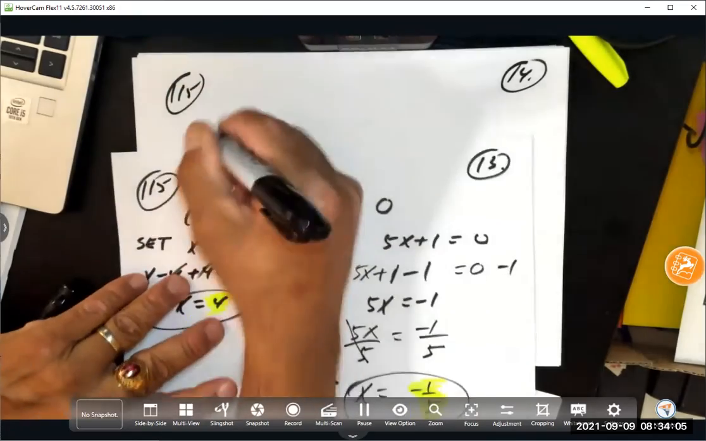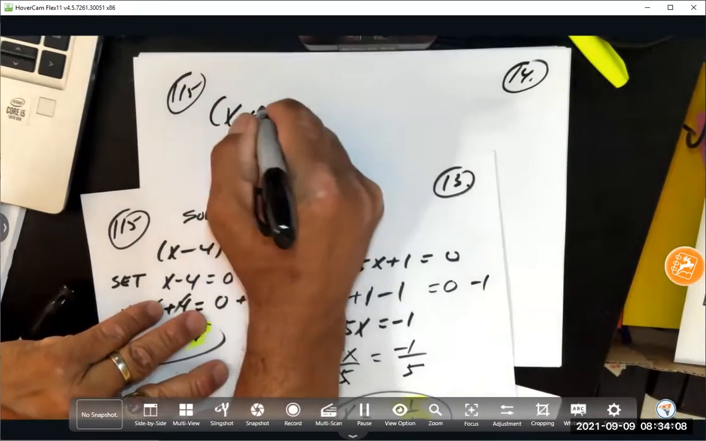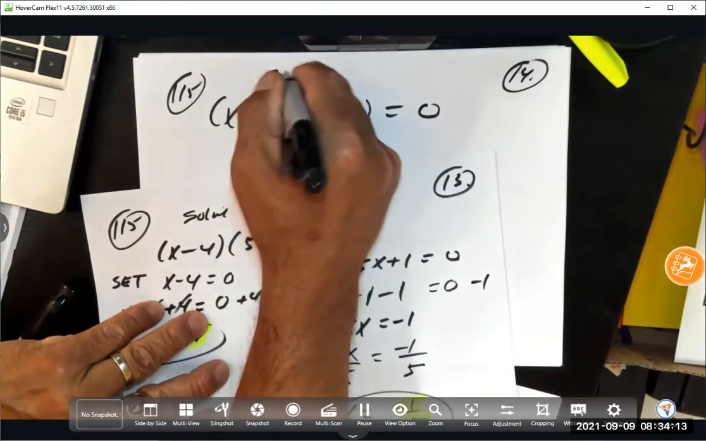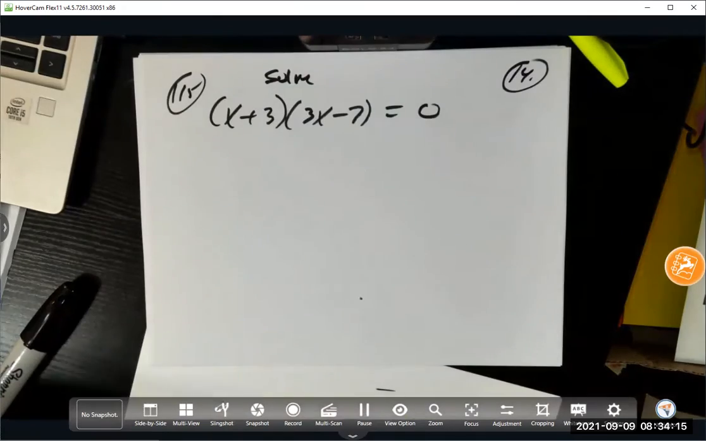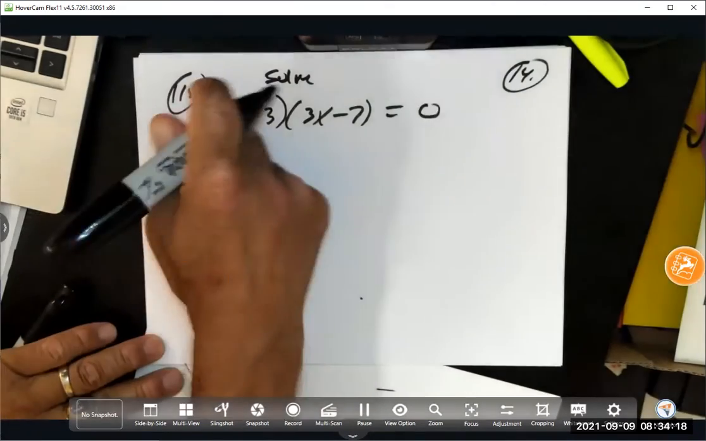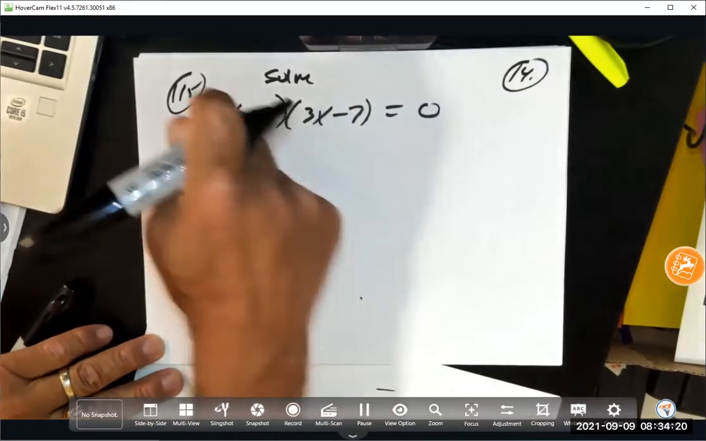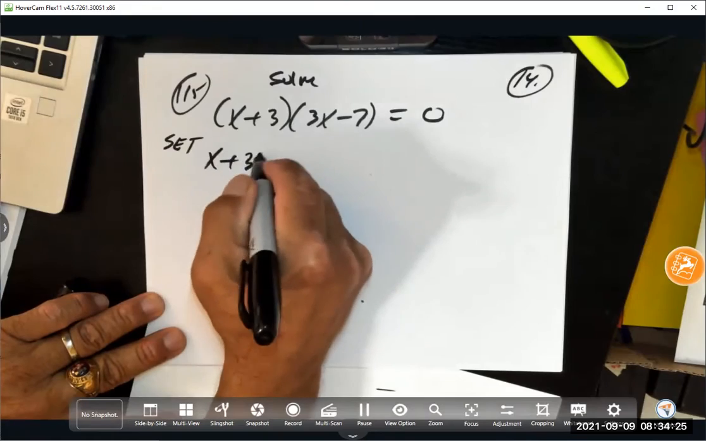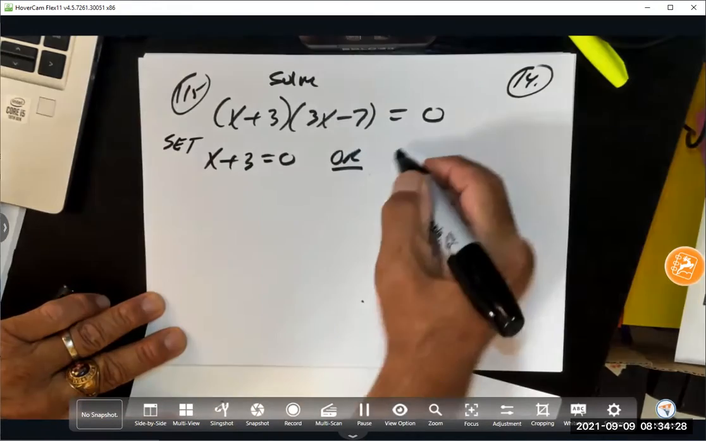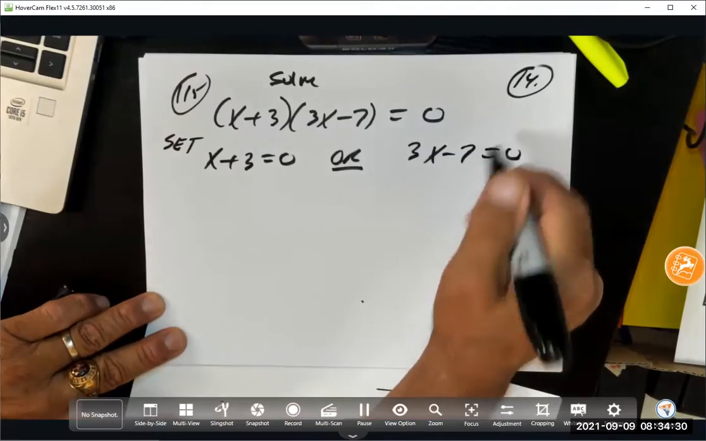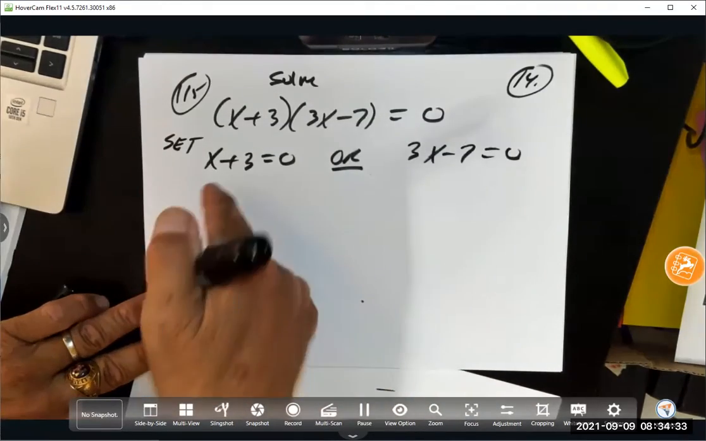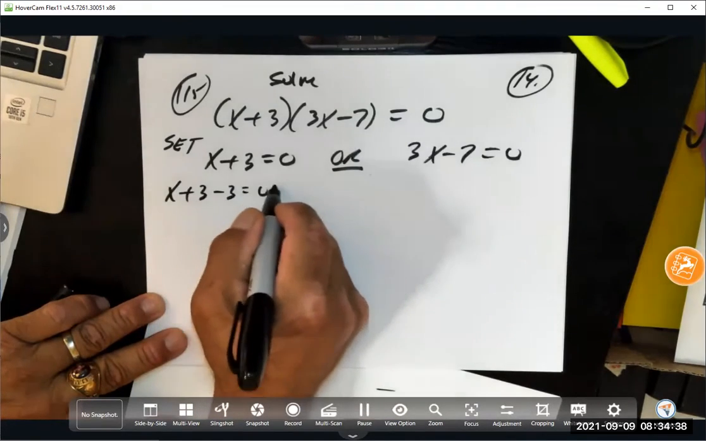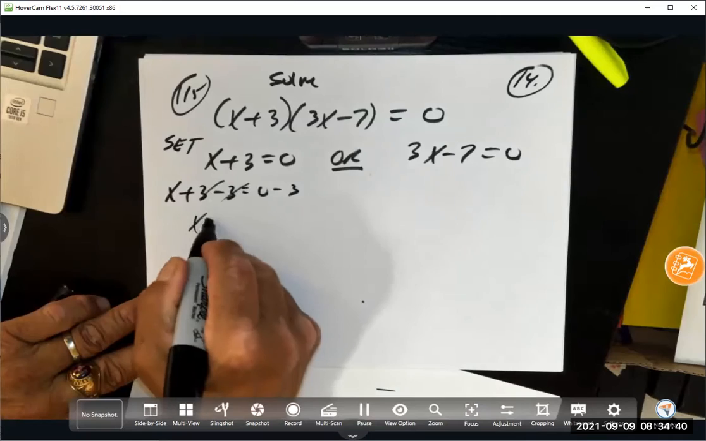All right, so now if you have x plus 3 times 3x minus 7 equals 0. Okay, it says solve. So this one already has it set to 0. So 0 times 0 is 0. That means this could be 0 or the other one could be 0. So x plus 3 is 0 or 3x minus 7 is 0. So there's 2 ways to get the answer. Now this one, do the opposite. If it's a plus 3, I'm just going to do minus 3 on both sides. These are gone. So x is a minus 3.